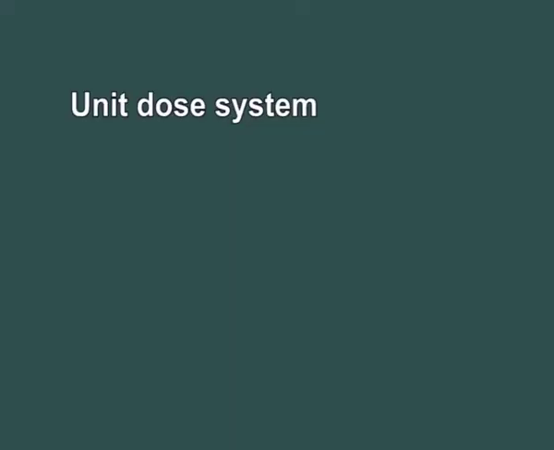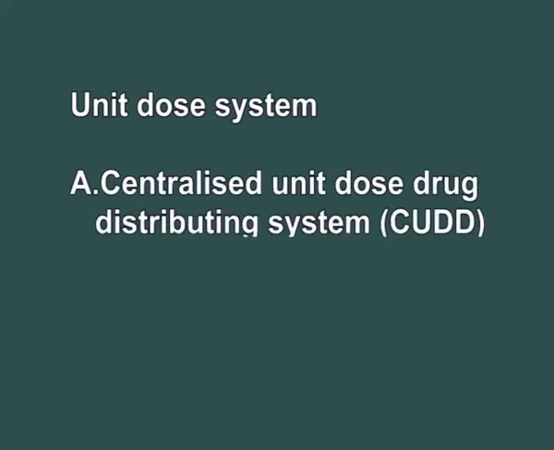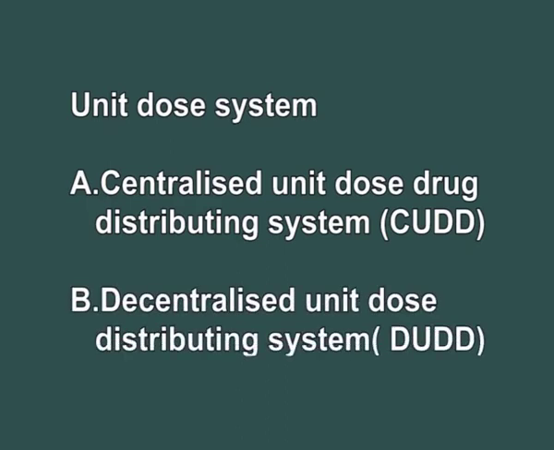The unit dose dispensing procedure. The unit dose dispensing is done by following two methods. First is the centralized unit dose drug dispensing system, and second is the decentralized unit dose distributing system. Now we will discuss both these methods one by one. First, the centralized unit dose drug distributing system, which is also called CUDD.